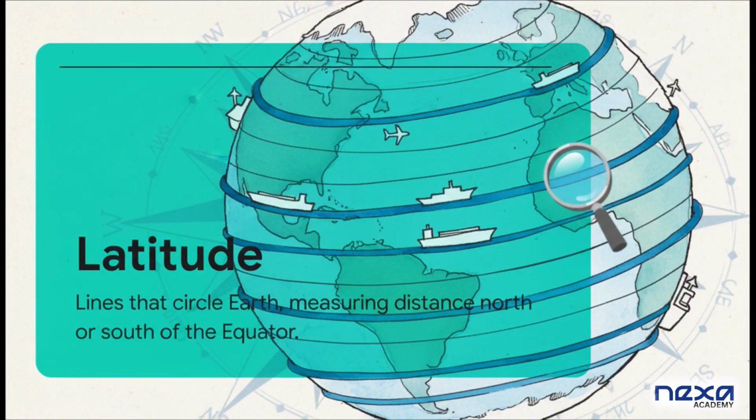Okay, so here's the main idea. Lines of latitude are these imaginary, horizontal lines that circle the Earth, and they're all parallel to each other. I want you to picture them like rungs on a ladder that you can use to climb up the globe toward the North Pole or down toward the South Pole. They always run side to side.